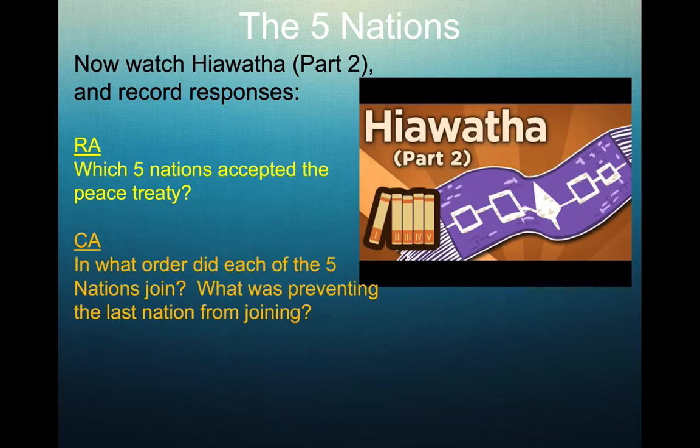A CA would be, in what order did the 5 nations join? What was preventing the last nation from joining? So maybe you want to do a little number. If this was the first nation to join, you maybe put a number here. Or you could even start and then do a little sequence of arrows, 1, 2, 3, 4, 5. Just something along those lines, okay? And then what was preventing that last nation from joining? What was their block? Why was that happening?